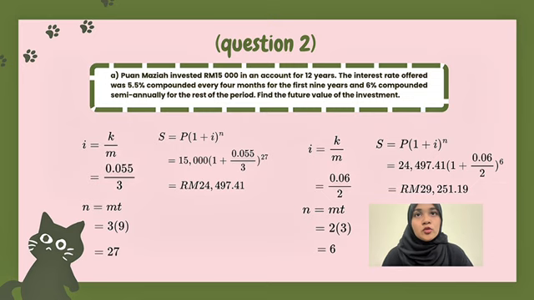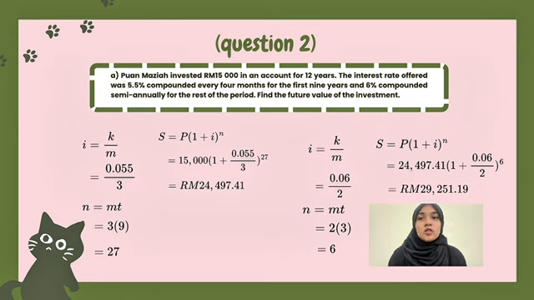So we move to question 2. For this question, we need to find the future value of the investment. So first and foremost, we need to find for the first 9 years. As we know that our principal is 15,000 ringgit and our i equals k over m, where k is 5.5%, or we can convert it into decimal, which is 0.055, and our m is 3 because the interest rate was compounded every 4 months. So we got 3. And for our n is equal to m times t. So m is 3 and our t is 9.